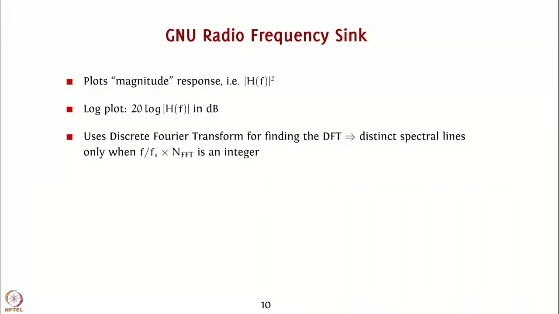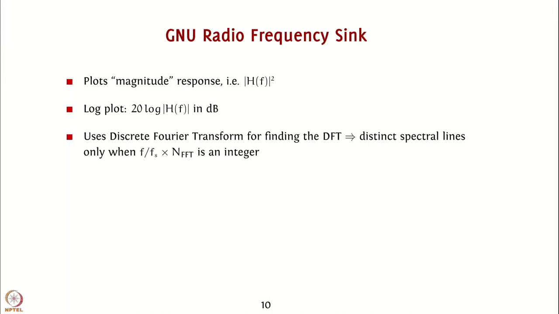To understand the properties of the GNU Radio frequency sync better, we must first understand that it plots the magnitude response, that is, it plots mod H of f squared. More importantly, it gives a log plot, that is, it plots 10 log |H(f)|^2, that is the same as 20 log |H(f)| in dB.